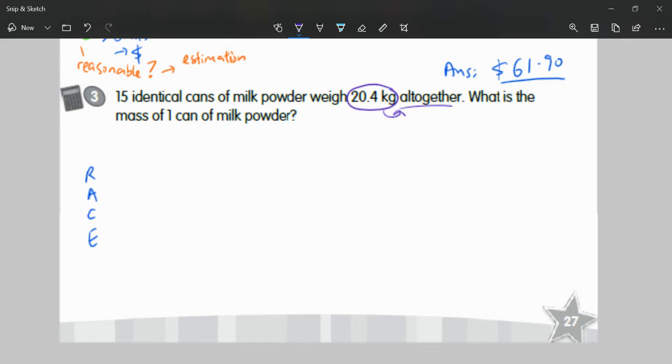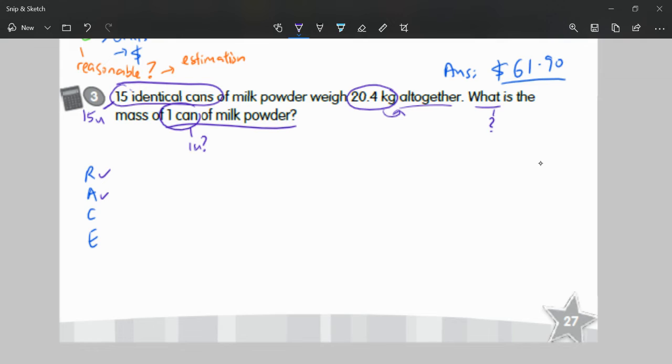Okay, so 15 identical cans of milk powder altogether is 20.4 kilograms. What is the mass of, that is the question. The mass of 1 can of milk powder, looking for 1 unit. 15 units given here. 15 identical cans means you have the same cans. Okay, done reading, done my annotations. Clue here, I've got 15 units, 15 identical cans, 20.4 kilograms altogether. That's what it means.